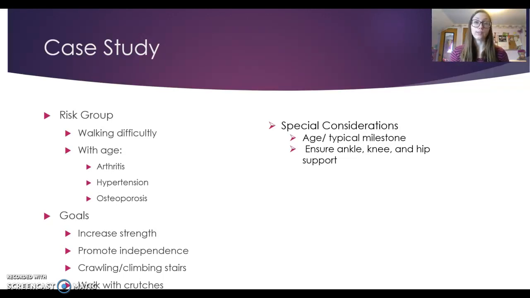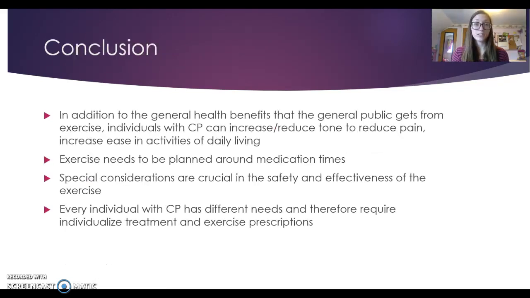So her goals at physical therapy are to increase strength and promote independence, hopefully progressing to crutches rather than the walker, and crawling up the stairs independently. Special considerations for her include her age, so keeping in mind typical milestones, and also ensuring ankle, knee, and hip support during physical activity.